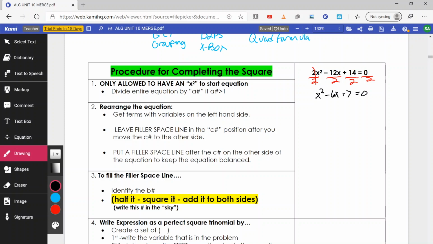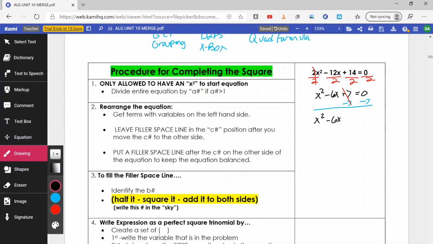We need to actually rearrange the equation. It's almost like we're solving for x. We need to get the variable on one side of the equal sign and the solid number on the other. So here we have x squared minus 6x plus 7 equals 0. We are going to keep the x's on the left-hand side, and I'm going to move the 7. Here we're adding 7, so to move it, I have to subtract 7. The 7s will cancel, and we are left with x squared minus 6x.